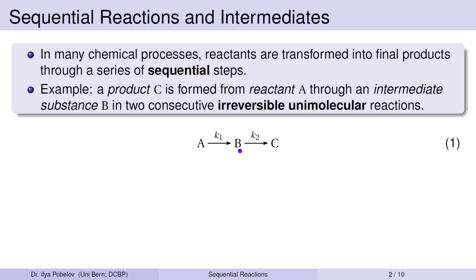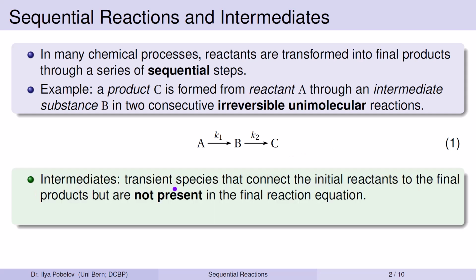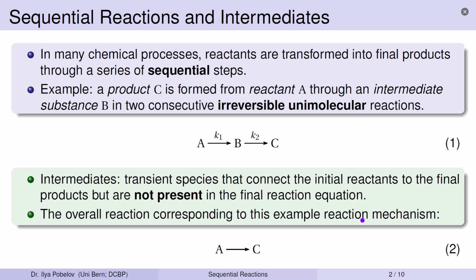The formation of intermediates is a key aspect in sequential reactions. Intermediates are transient species that connect the initial reactants to the final products but are not present in the final reaction equation. For instance, in our example of the reaction mechanism, the intermediate B is formed and then consumed in the consecutive steps. However, when we consider the overall reaction, it is simply represented as A to C.